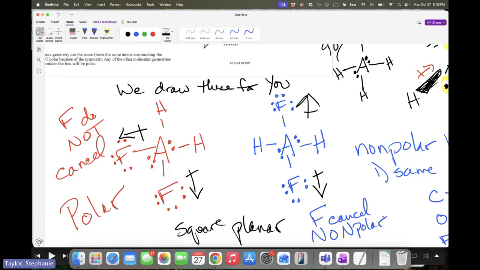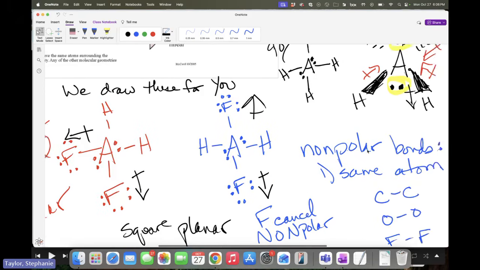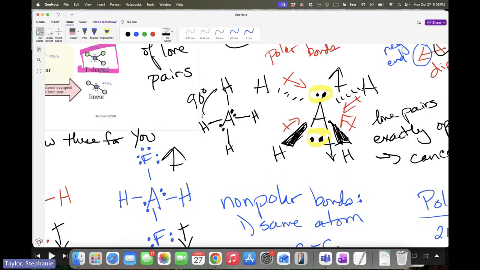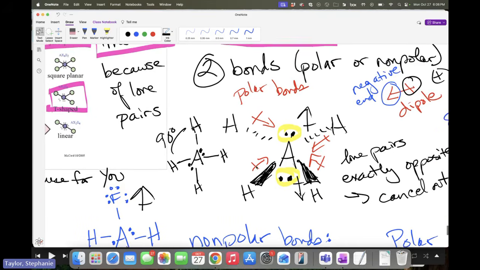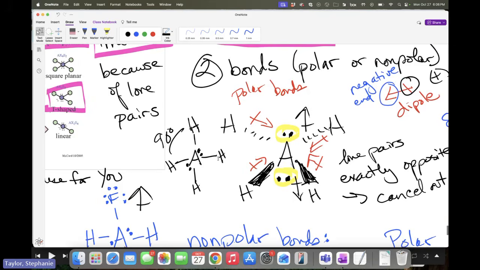Because sometimes it'll also matter what that configuration looks like. Other times, though, if it's all the same, if I have all hydrogens or all fluorines, then as long as they're all the same and the lone pairs cancel, you can actually have a non-polar molecule with polar bonds.